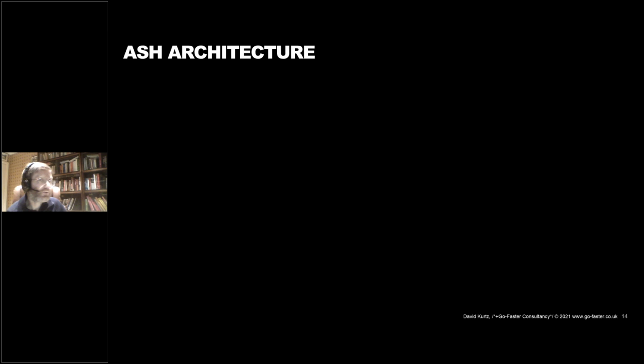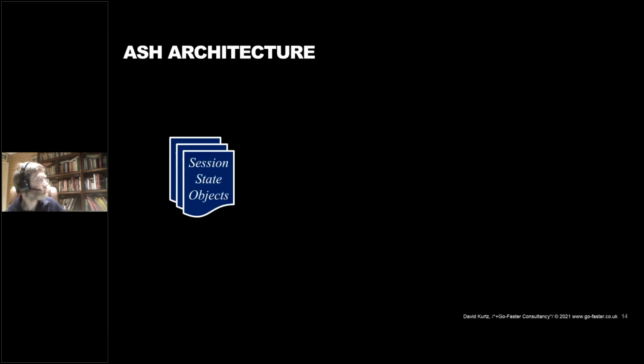So how does ASH work? What is the mechanism that's going to deliver this data to us? When you connect to the database, you create a session. Inside the SGA, there is a session state object. It's a piece of memory, and it's exposed to us through the dynamic performance views, in this case V$SESSION and V$SESSION_WAIT. The V$ views, generally, are just views of memory in the SGA.